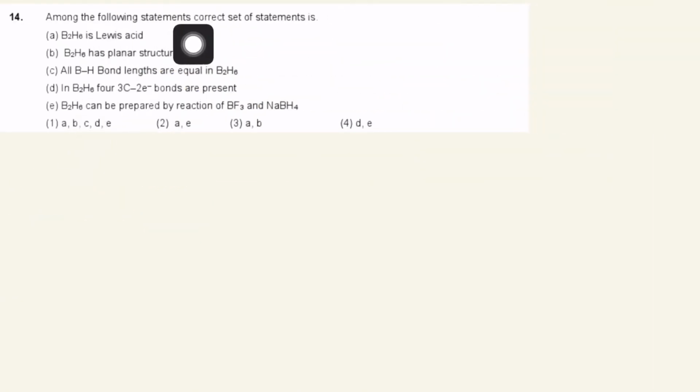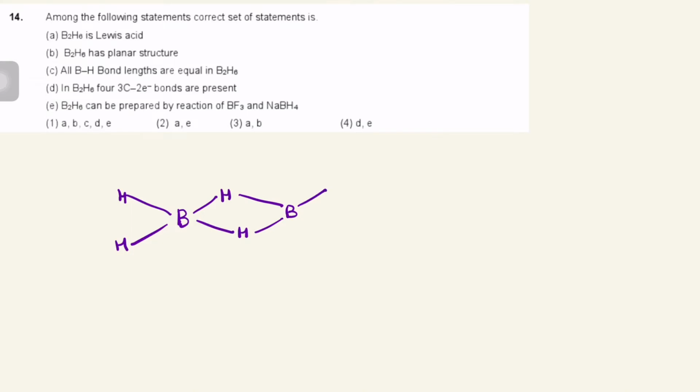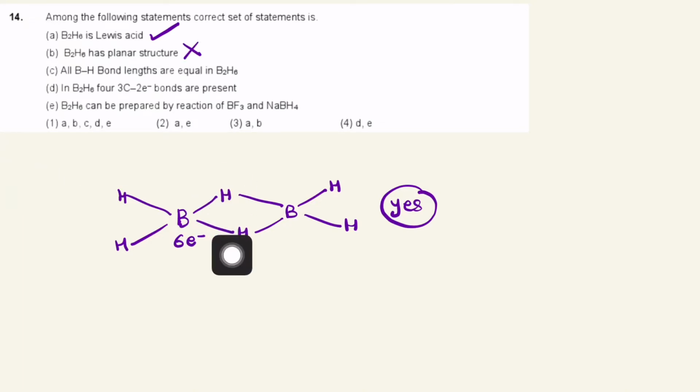Now, which of the following is the correct set of statements? The first is B2H6. This is the structure of B2H6, in which a total of 6 atoms are in a plane, and 2 hydrogen atoms are out of the plane. B2H6 is a Lewis acid. Yes, it is a Lewis acid because it is electron deficient. The boron has only 6 electrons. B2H6 is a planar structure. That is wrong because these 2 hydrogens are out of the plane. The other 6 atoms are lying in the same plane.